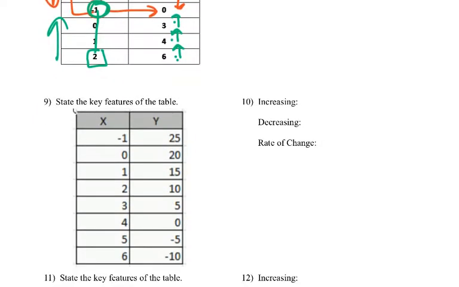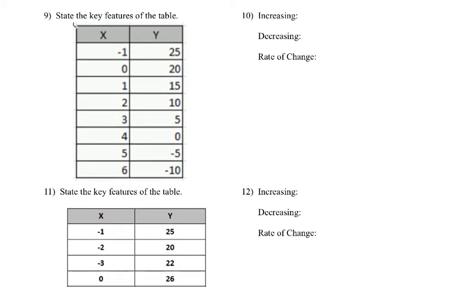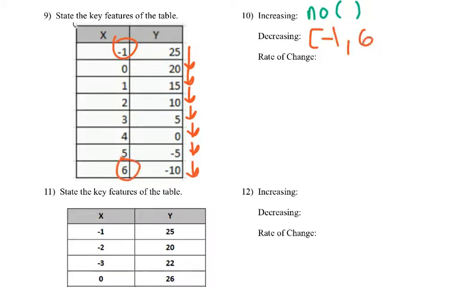All right, number 9. Okay, so number 9, same idea. So 25 to 20, it's going down. 20 to 15, down to 10, down, down, down, down. So this one just goes down the whole time. So guess what? Is it ever increasing? No. You could put that empty set right there to indicate that it never increases. Decreasing, well, it started decreasing at -1, and it ended, as far as we know, at 6. So -1 to 6.